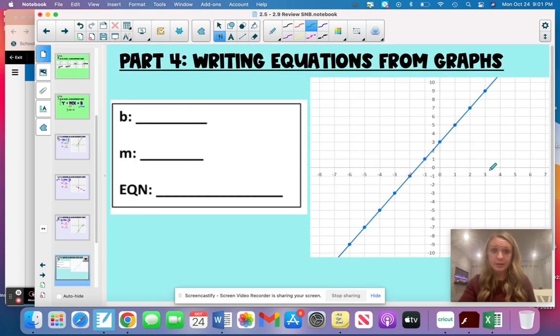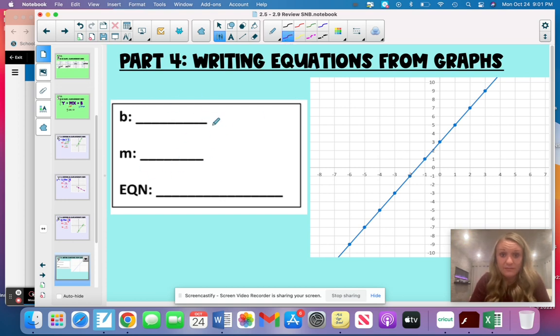Okay, moving right along. Now we're going to look at part 4, which is when I give you a graph of a line, you need to write the equation. Okay, sorry. My brain is not functioning. If you can see on my computer screen, it is 9 o'clock. So here we go. Now, on your assessment, it'll actually look just like this.